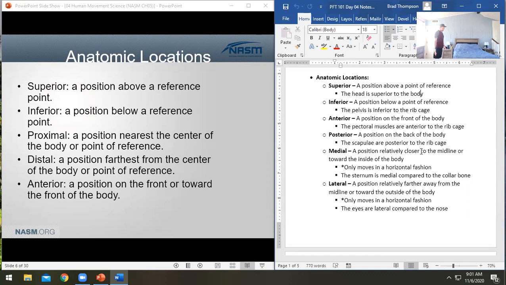So my shoulder is superior, it's above my belly button. But if I bend over like this, my shoulder is still superior to my belly button. It's totally the same, because it doesn't matter what position you're in. It only matters where it's located on the body during the anatomic position, and that's standing tall in this position right here.